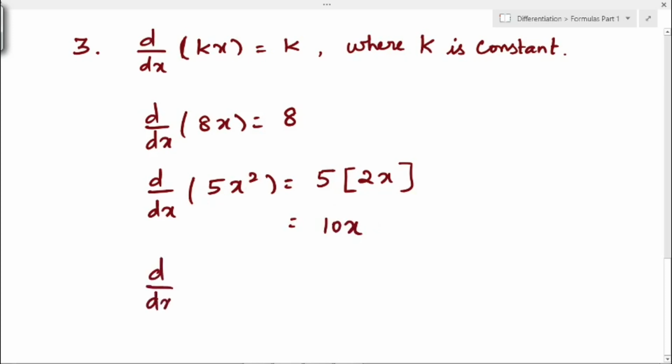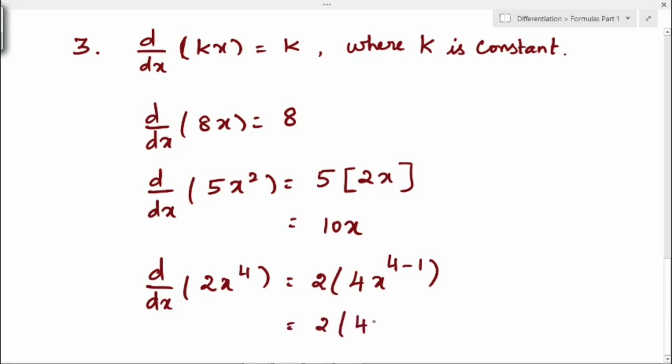Suppose we have d by dx of 2x to the power 4. In this example we have 2, that is a constant, so we write it as it is, and now we have to differentiate this x to the power 4. If you differentiate, you will get 4 into x to the power 4 minus 1. So that is 2 into 4 into x to the power 4 minus 1, that is 3. Now multiply the constants. So 4 2s are 8 into x to the power 3. So this is the differential of 2 into x to the power 4.